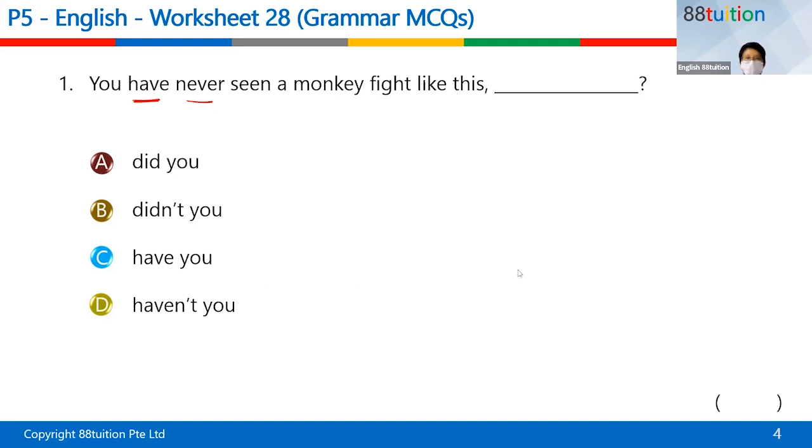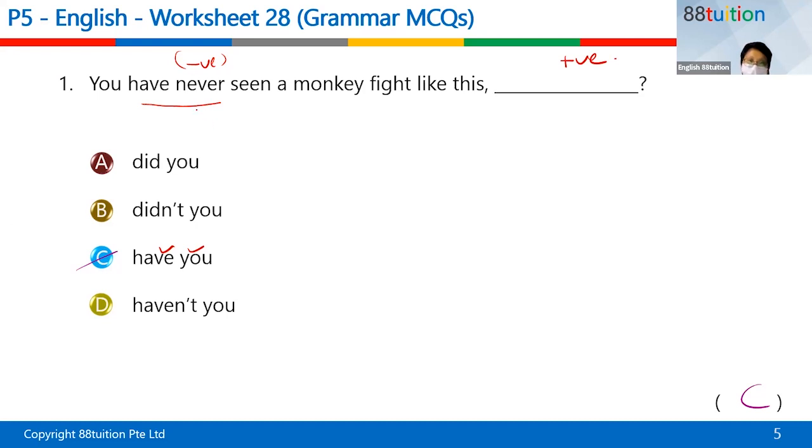Equivalent to not. And therefore, your answer will be, I got several answers. Yes, the answer is C, because one is negative, one is positive. This is the negative, right? Hardly and barely will also be considered as negative. So your tag question will be positive. So it will have you. All right? So far so good.